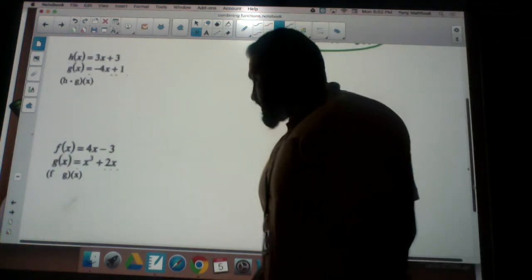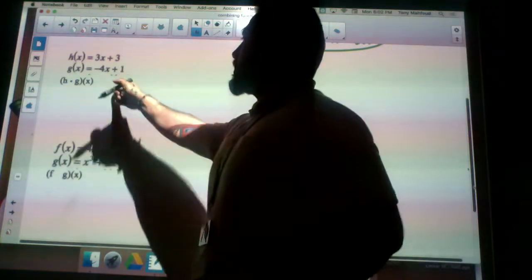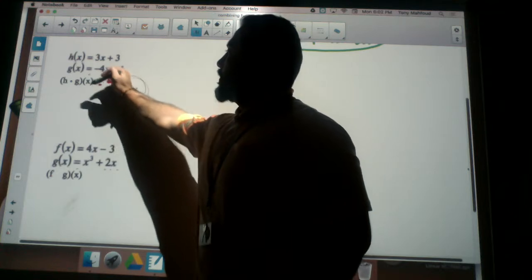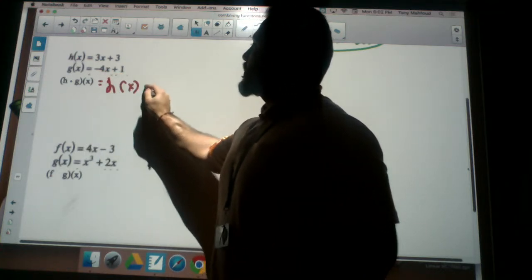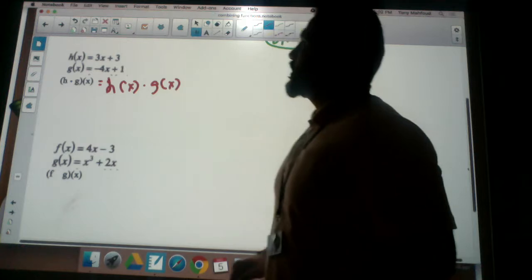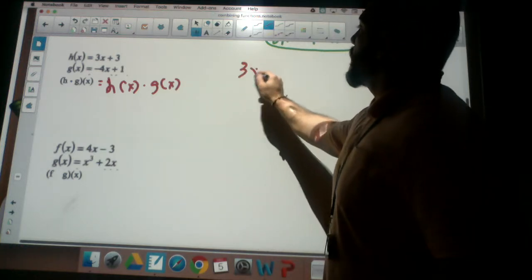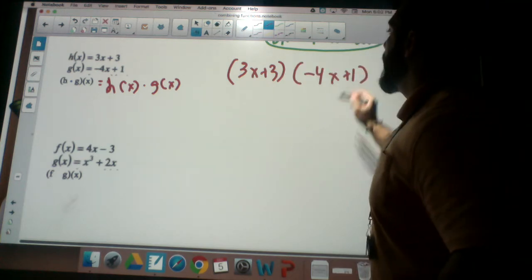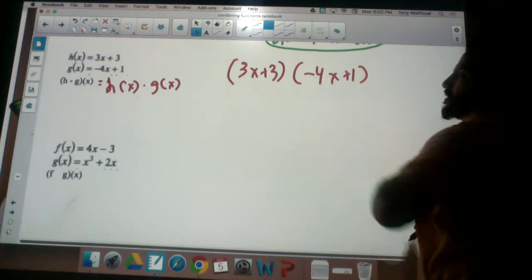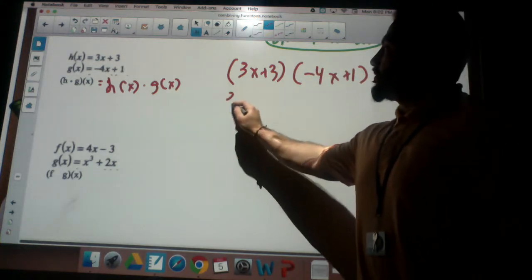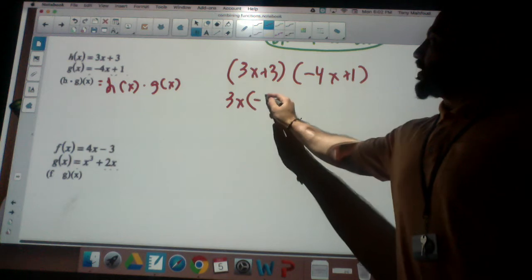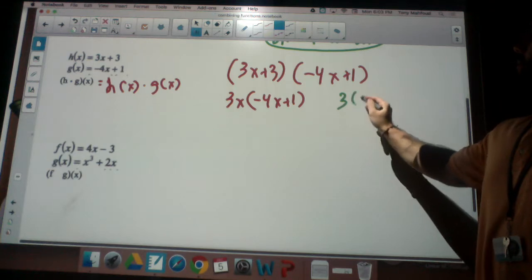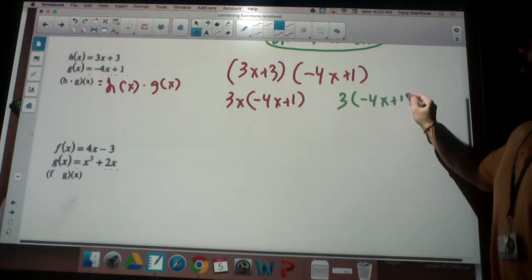Alright, next one is h of x equals 3x plus 3, g of x equals negative 4x plus 1. Again, I'm going to multiply the two functions together, so that's going to be h of x times g of x. So it's going to give me 3x plus 3 times negative 4x plus 1. Again, take each term from here and multiply it by the terms that are in the other parentheses. So take 3x, I'm going to multiply it by negative 4x plus 1. Take positive 3, and I'm going to multiply it by negative 4x plus 1.